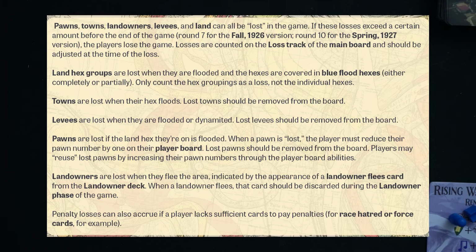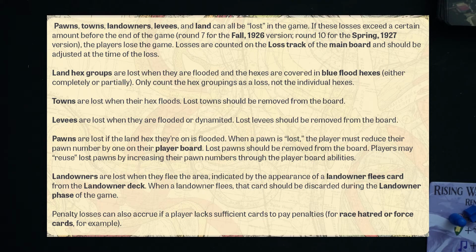Pawns are lost if they are on the land hex that gets flooded. So if a pawn is lost, then the player has to reduce their pawn number by 1 on their player board. Lost pawns get removed from the board. And you can pay to get your pawns back through your player board abilities, but if you lose survivors, they are just lost.